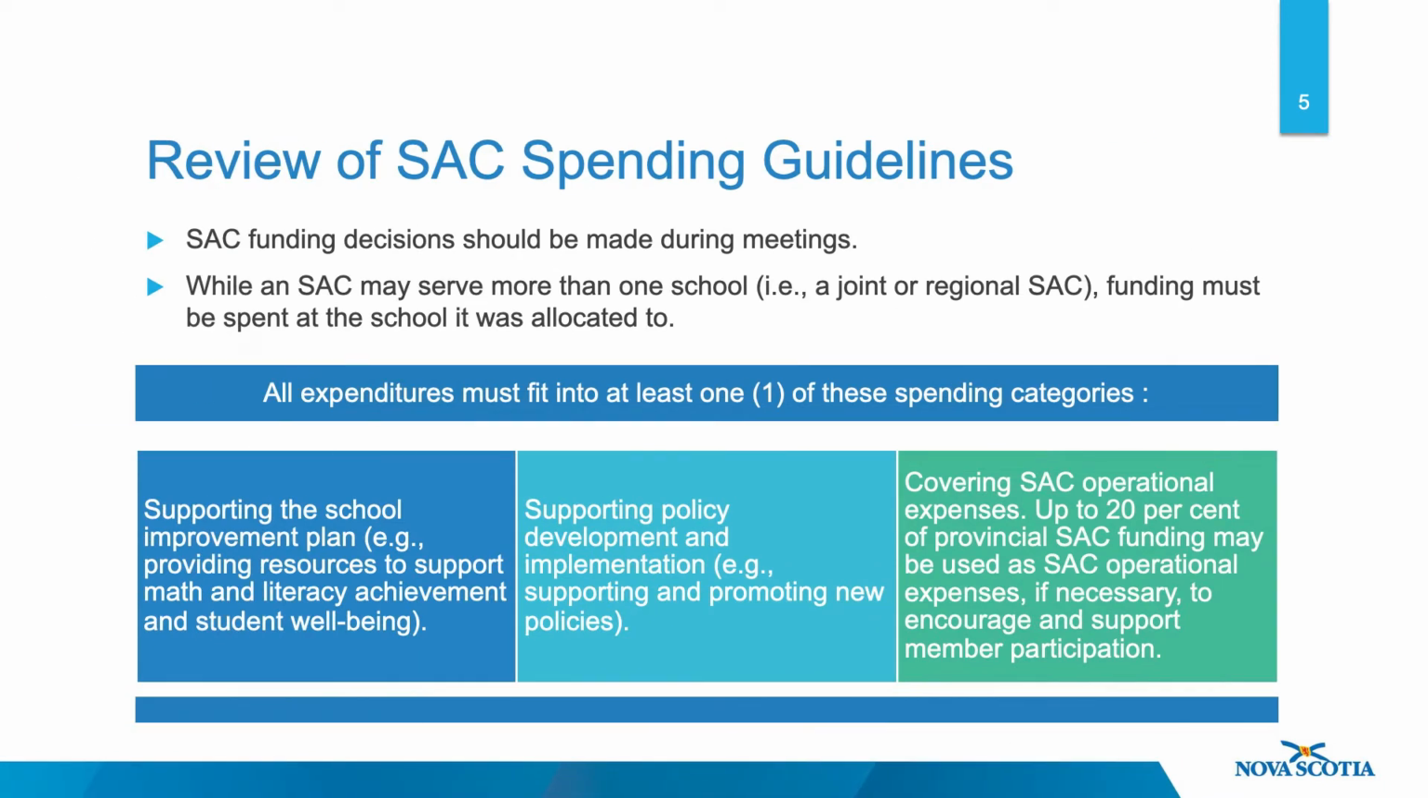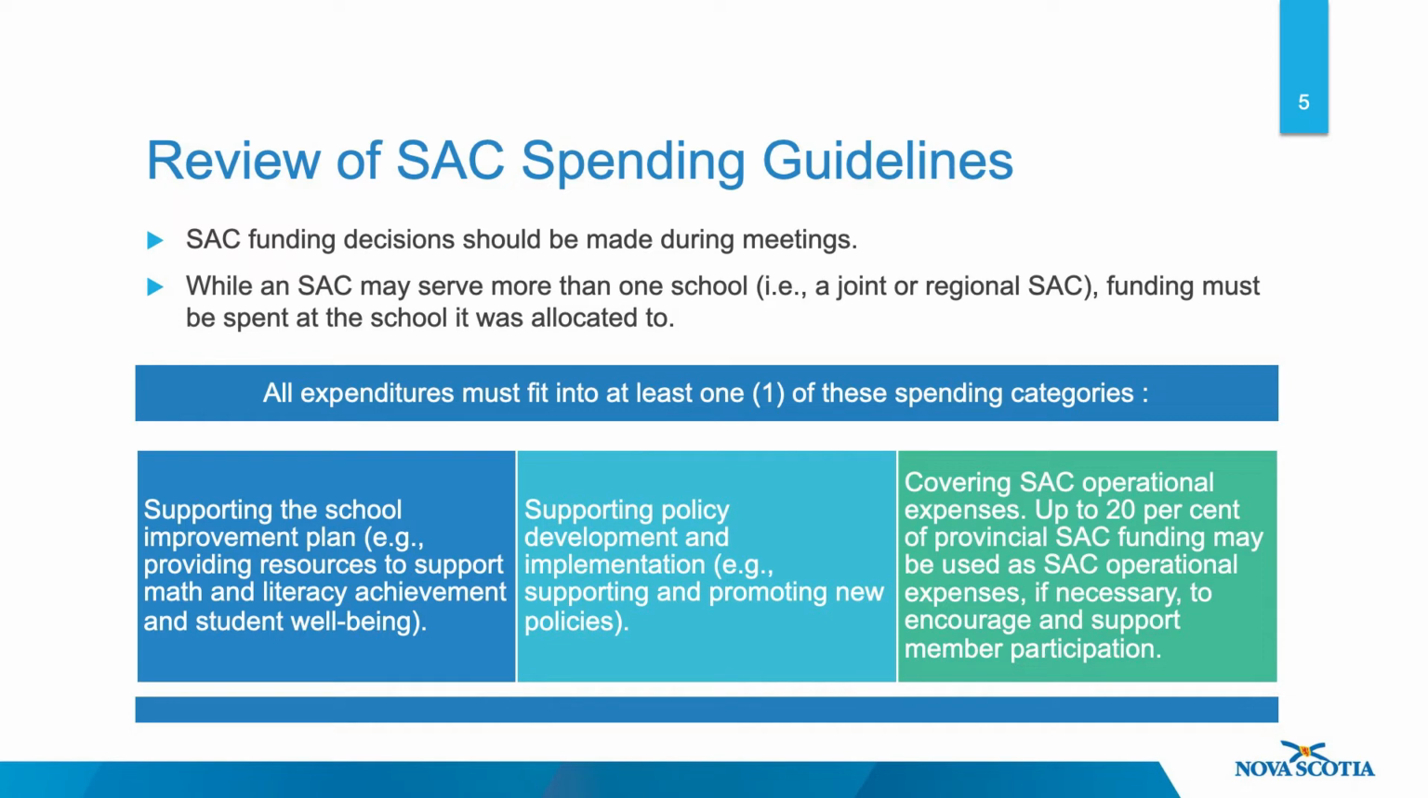There are a number of things to consider when determining how to spend your SAC funding. Importantly, funding decisions should be made during meetings. You should check your SAC bylaws, which may outline a decision-making procedure related to funding for your SAC. If your SAC serves more than one school, each funding allotment must be spent at the school it was allocated to. There are 3 general categories of SAC expenditures. Your spending must fit into at least one of the following categories.